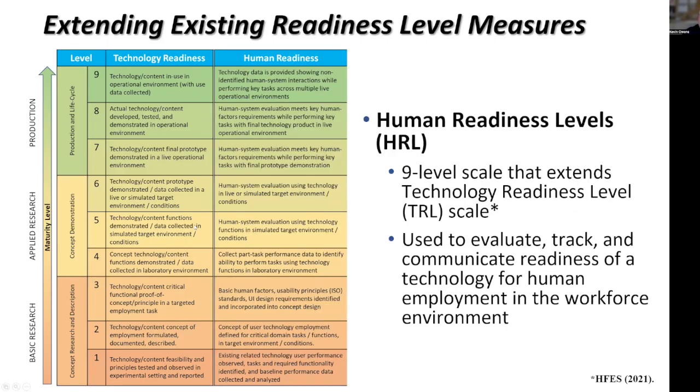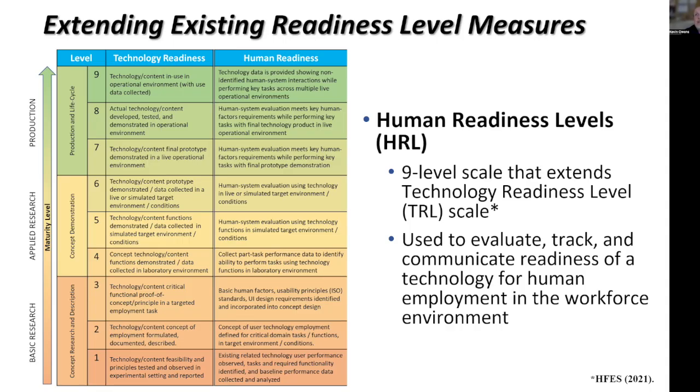Now, more recently, a new standard of readiness levels has been published, which is the human readiness levels. And these pretty much started around 2010. I think they originated out of Sandia National Labs, which is the Department of Energy, nuclear reactors and things like that. But a whole host of government, academic, and military folks have worked on these, and these were published in 2021 by the Human Factors and Ergonomics Society.